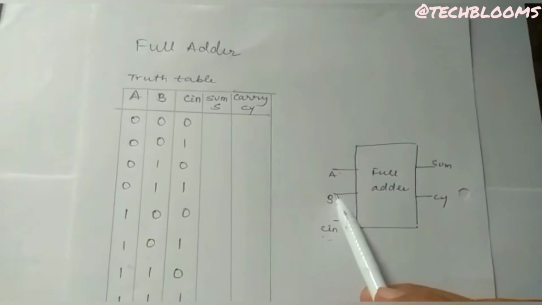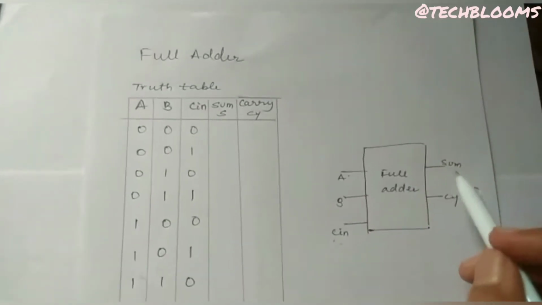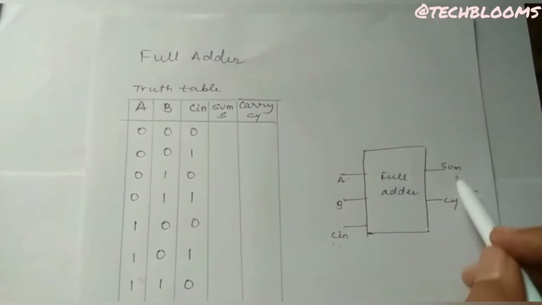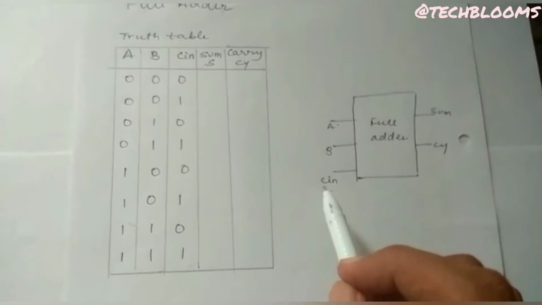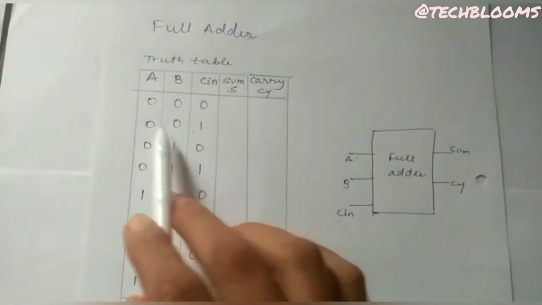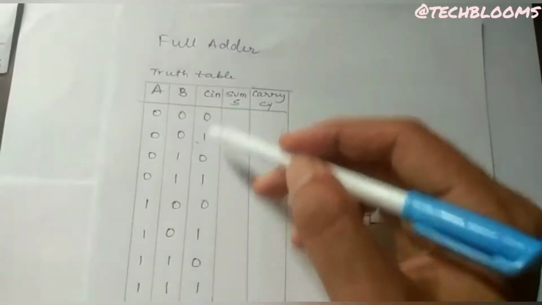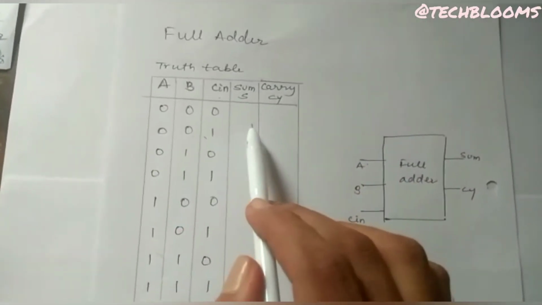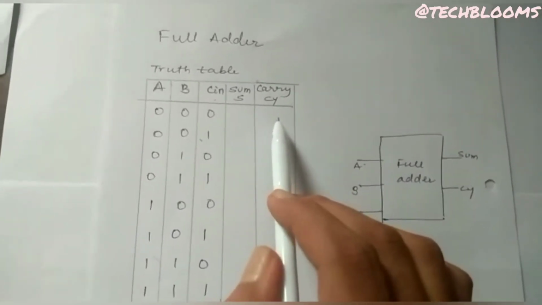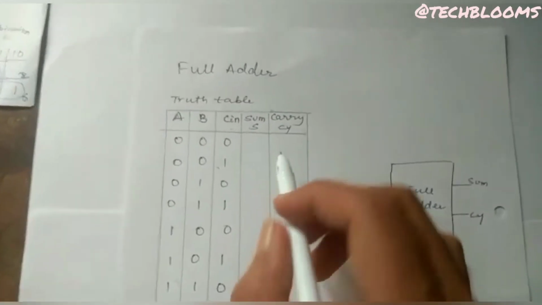A and B are the general inputs and this is the carry which we can add. Sum and carry are the outputs of the full adder. So we are going to design a logic circuit for the full adder. A, B, C are the three variables, so we have 8 combinations. For sum we add, and whatever carry we get after adding we write here.